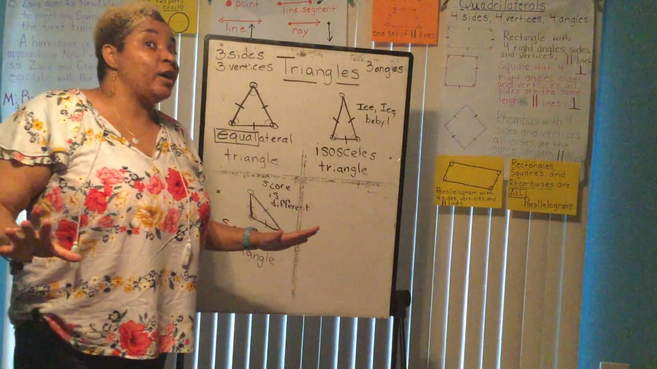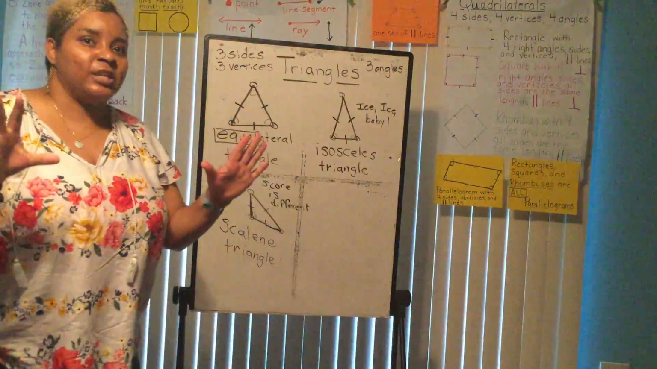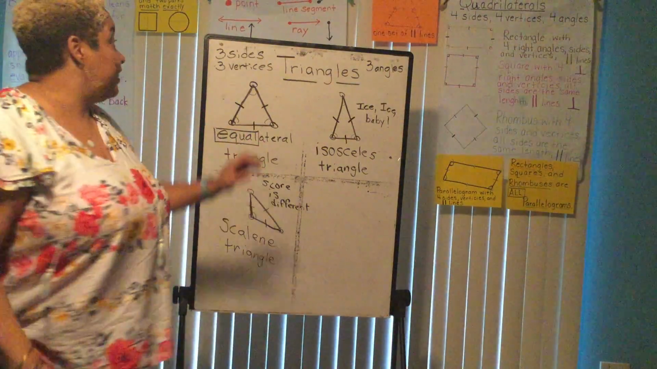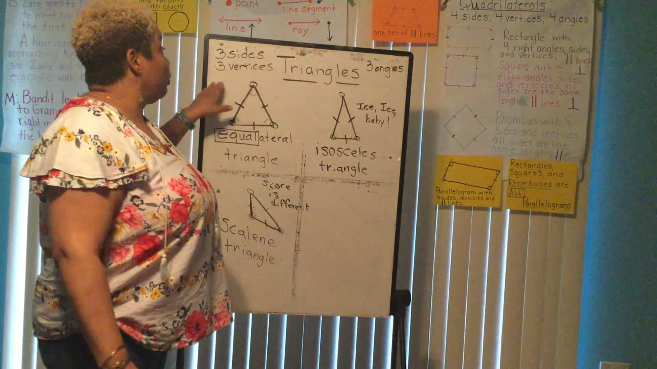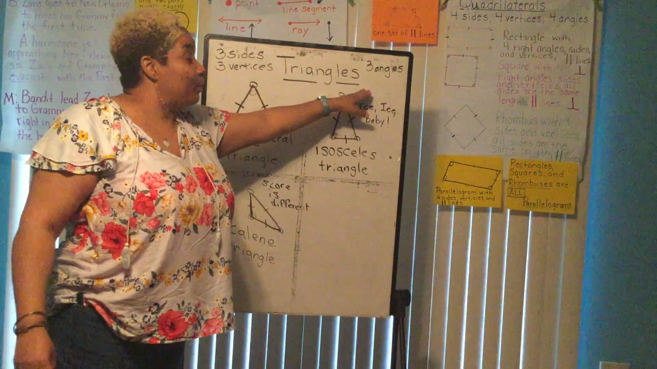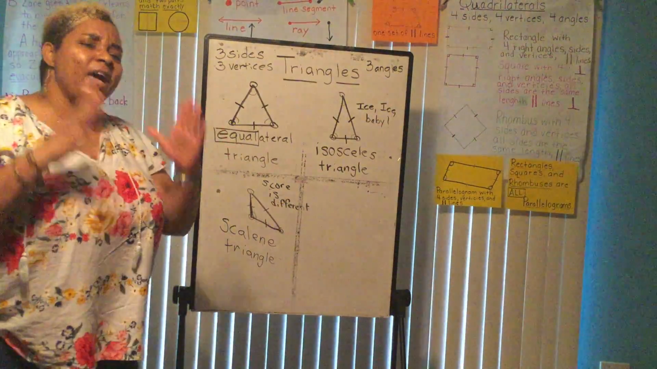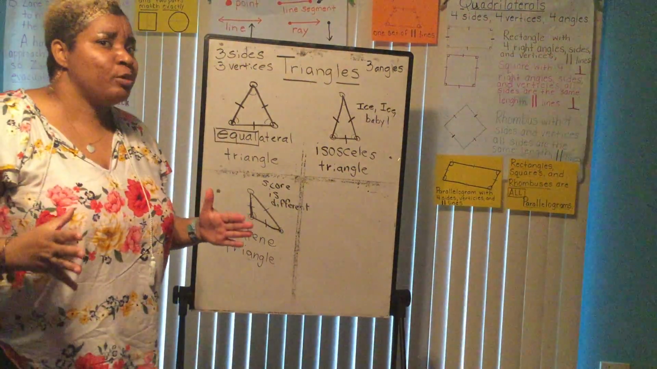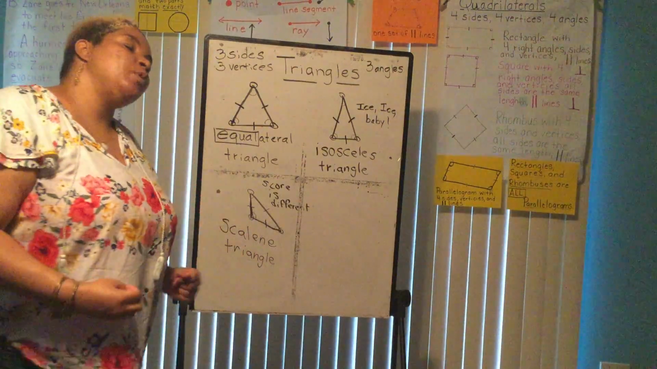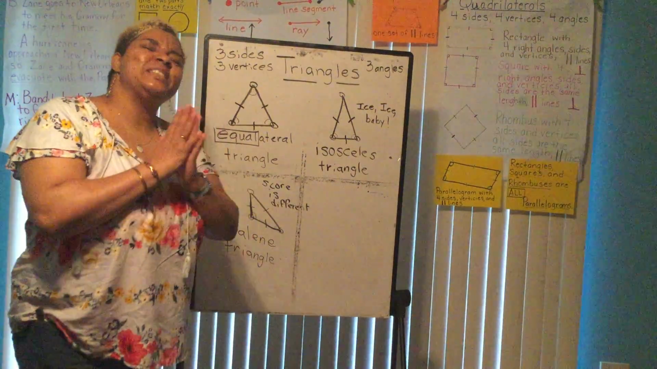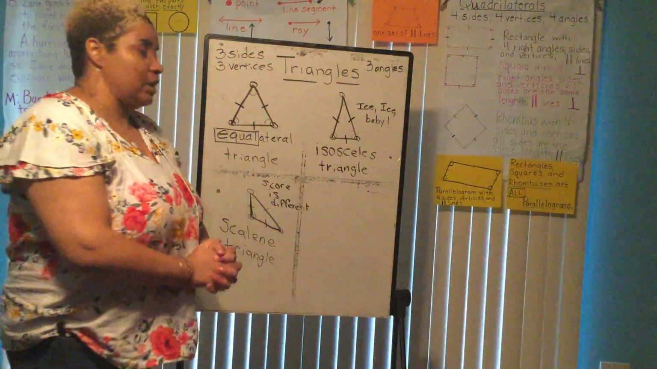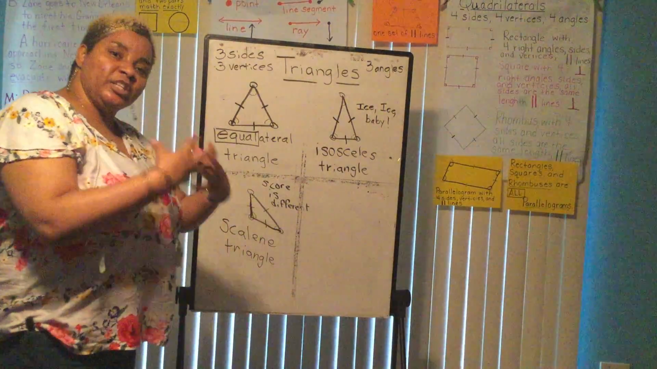Well, what do we know about all triangles right now, right off the top of our head? Yes, they have three sides, three vertices, and three angles. We know that. That is a basic description of a triangle. So then we went on to talk about specific types of triangles, specific names, ways to describe them.